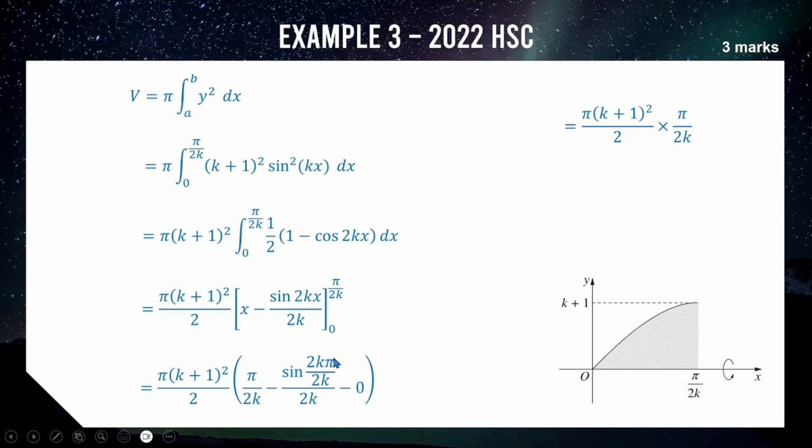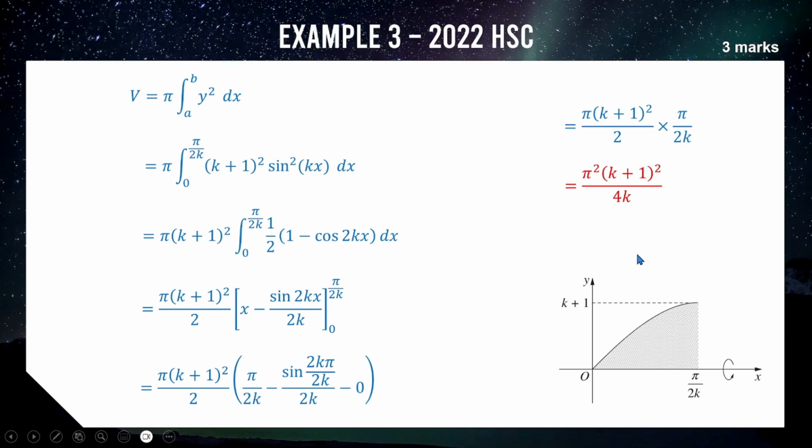Okay, so again, sine pi is nothing, so this turns into 0. We get pi over 2k. And then don't forget the pi, k plus 1 squared over 2 out the front. That's going to multiply our answer. And so the pi's are going to go together and make a pi squared. And on the bottom, we're going to get 2 times 2k, which is 4k squared. That right there is our expression for the volume of this solid of revolution.